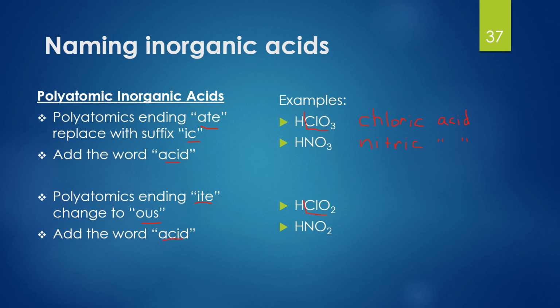So here we have ClO2. ClO2 is chlorite with an ITE ending. Since it has an ITE ending, we want to change that ITE ending to us. So it's going to become chlorous acid. Now the second one, we have NO2, which is nitrite with an ITE ending. So nitrite will become nitrous. So HNO2 is nitrous acid when we name it.